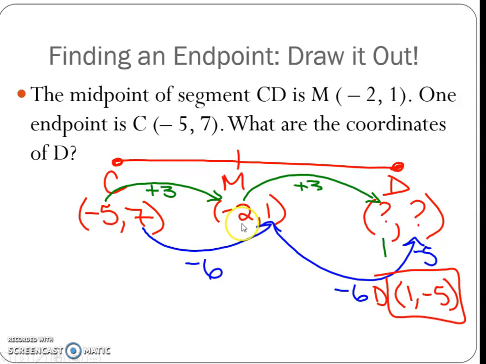From -5 to -2, you add 3. So in order to find this point, it's the same distance because this is the midpoint, you just do -2 plus 3, which is +1. From 7 to 1, you subtract 6. So you do the same thing, 1 minus 6, which is -5. So you see the relationship, add or subtract, and you do the same thing to this midpoint and you get the endpoint, because it's the exact same distance from C to M, M to D. So the answer is D (1, -5).